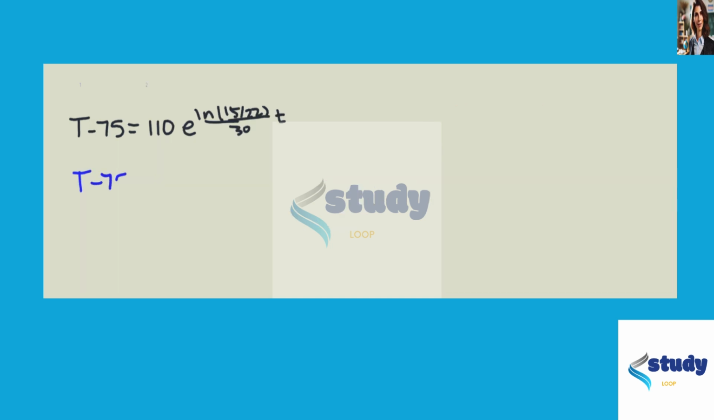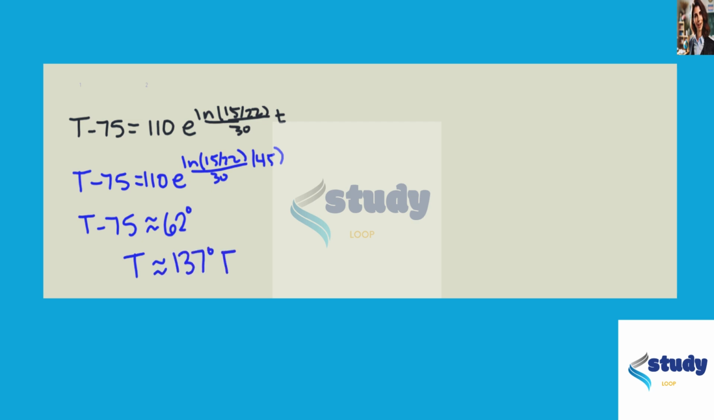So here's that model again, and we're going to substitute 45 in for the time. And this all goes in the calculator very, very carefully, making sure to have all the parentheses in the right place. And we end up with T minus 75 equals approximately 62 degrees. So now we're going to add 75 to that, and we get approximately 137 degrees. So that tells us that at 45 minutes, the turkey would be 137 degrees. Okay, let's move on to part B.